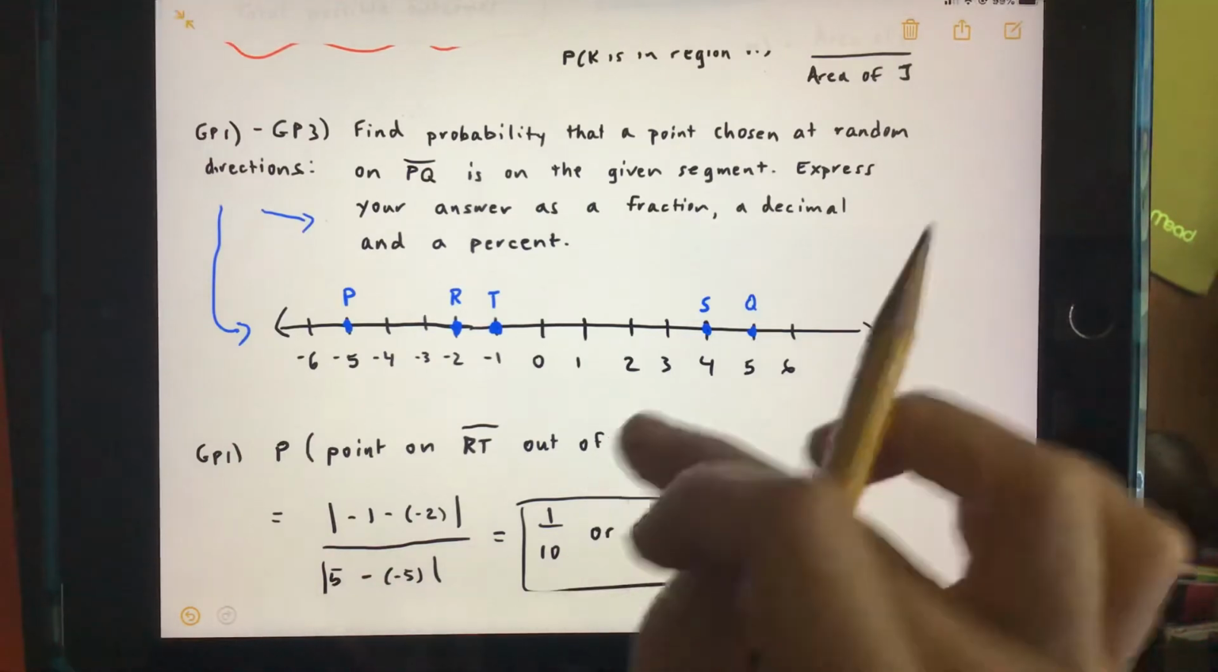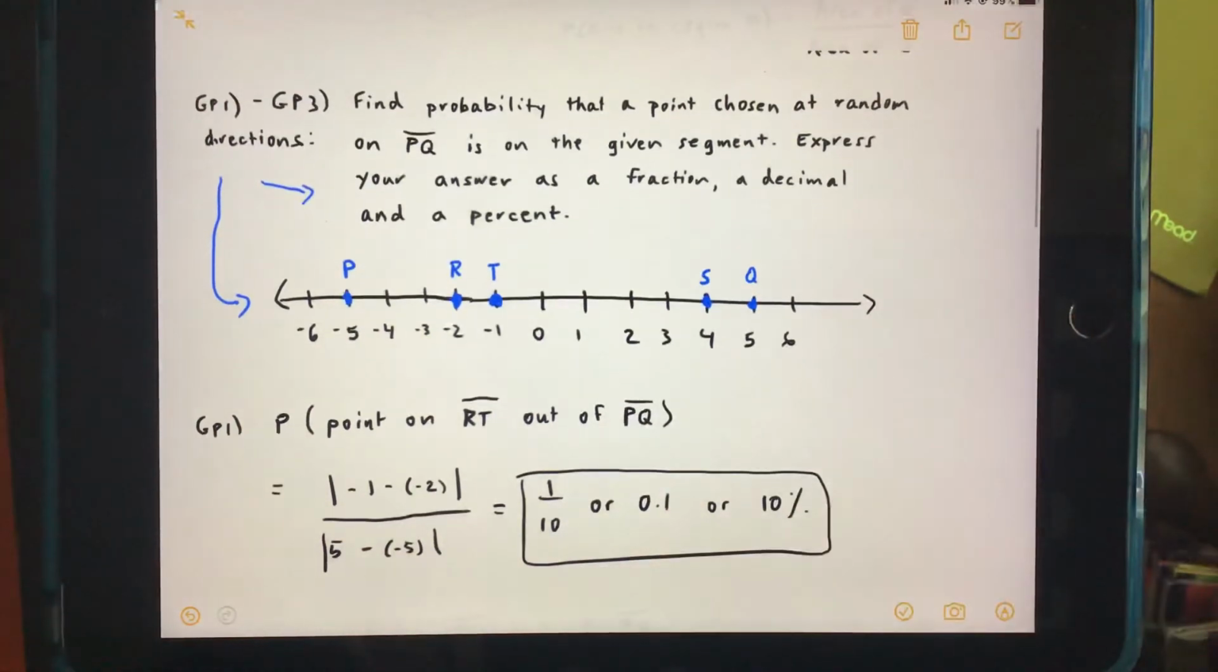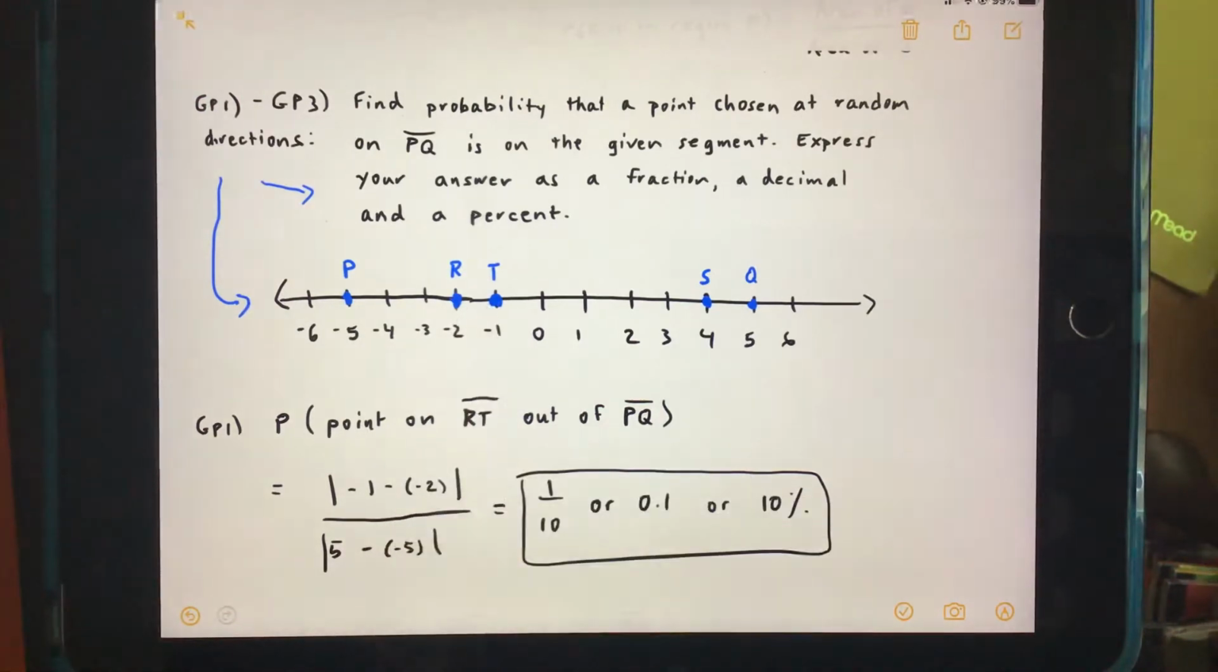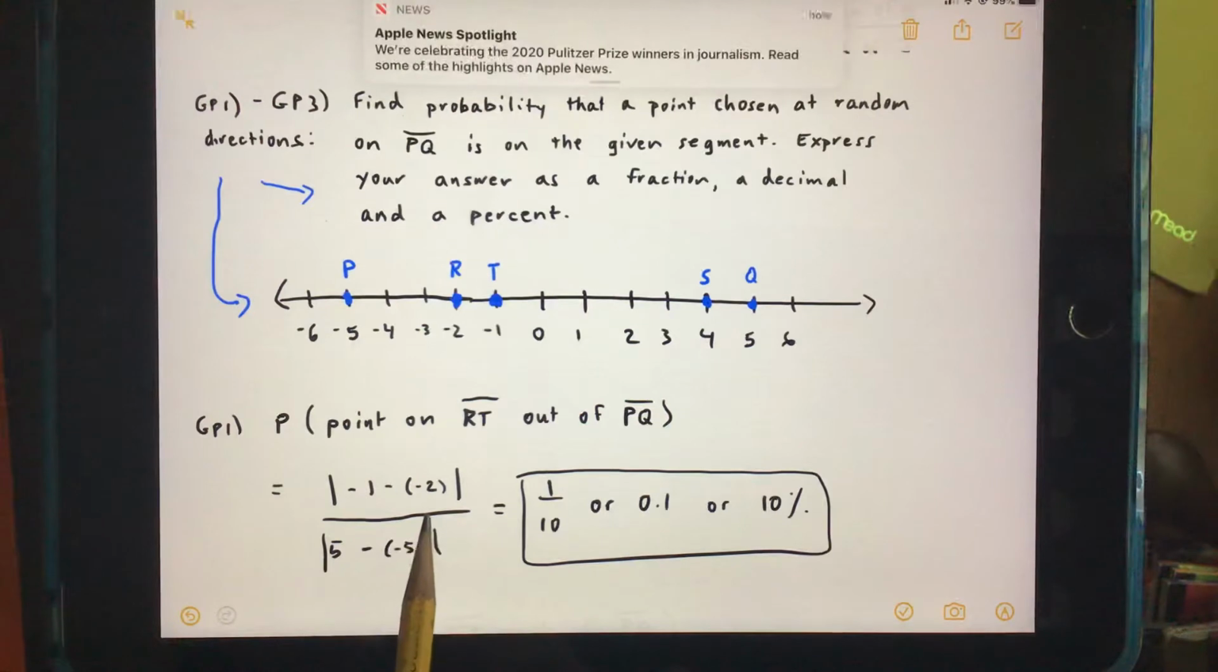Well, to figure that out, we're first going to calculate how long it is from R to T. To find out how far it is from R to T, we're going to take the absolute value of the difference of those two numbers to see how far it is. We can kind of see that it's one space from -2 to -1, but using our absolute value difference, we can get that officially by subtracting -1 minus -2 and taking the absolute value.